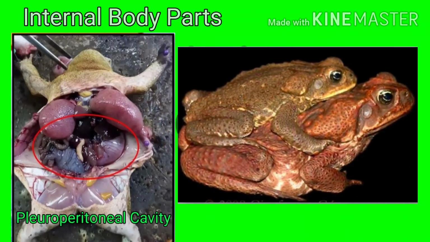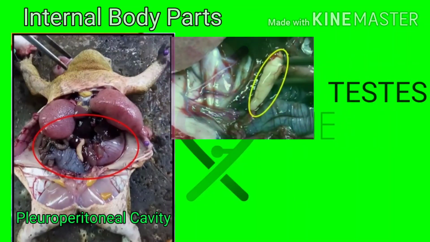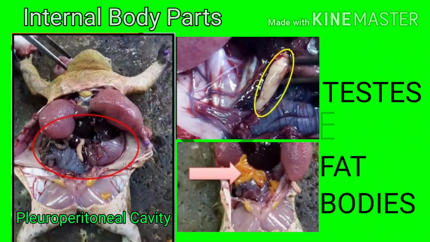Now let's proceed to the gonads or the sex organs. For males, they have the testes and fat bodies. The testes are the pair of oval or elongated cylindrical yellowish bodies lying on the ventral surfaces of the kidneys. Fat bodies, also known as corpora adiposa, are the finger-like yellowish bodies attached to the anterior end of each testis. These are needed for hibernating, metamorphosis, and mating.